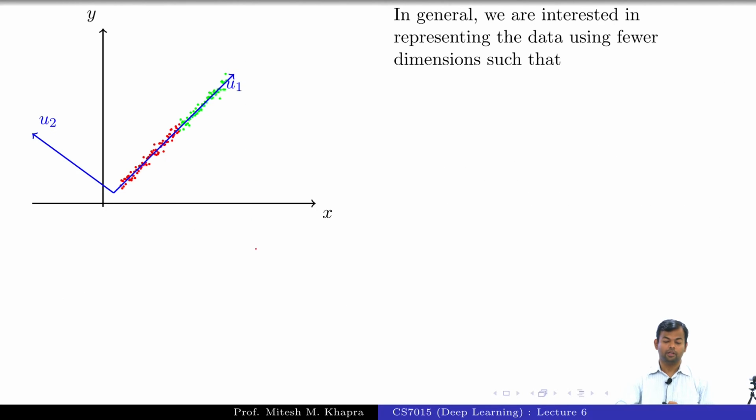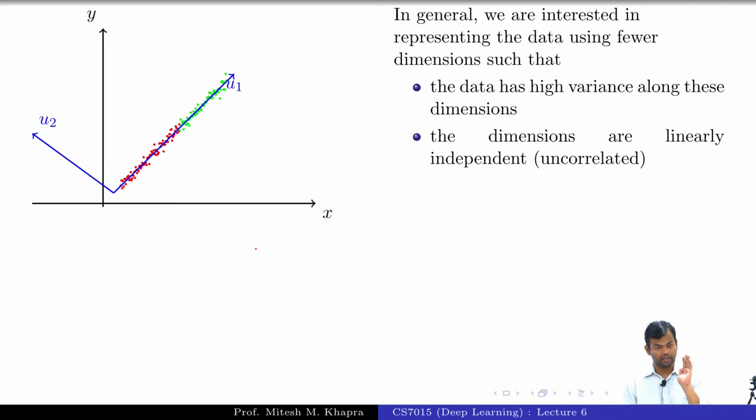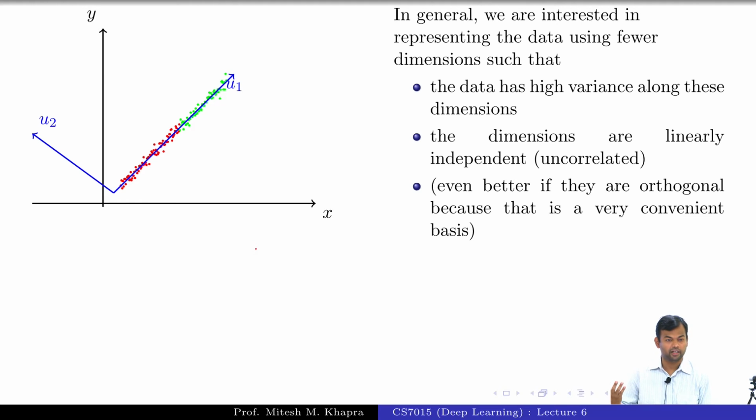Okay, fine. So now, can you tell me the refined goals that we have? We are interested in representing the data using fewer dimensions such that, remember, when I say fewer dimensions, I mean a new set of dimensions. It's not throwing away dimensions from the current data. What are the conditions that we want from these new dimensions? One, there should be high variance along these new dimensions, and two, the dimensions are linearly independent or uncorrelated. And even better, of course, if they are orthogonal.